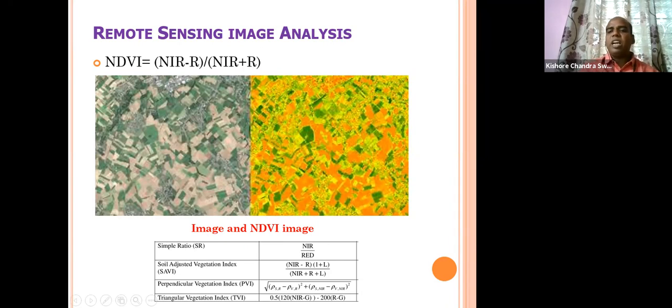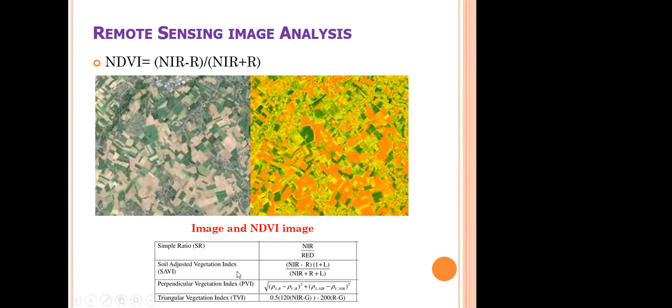So as we make it digital, then we can use this for analysis digitally. We don't have to see the image, but we can give equations. It will find out which areas are affected, which areas are not affected. And we have other ratios like the simple ratio, soil adjusted ratio, and then many other ratios are there.